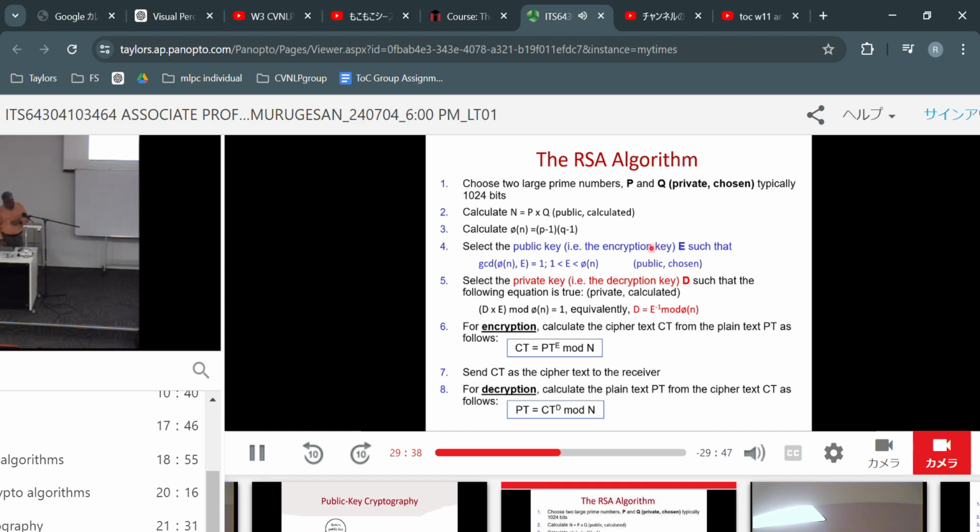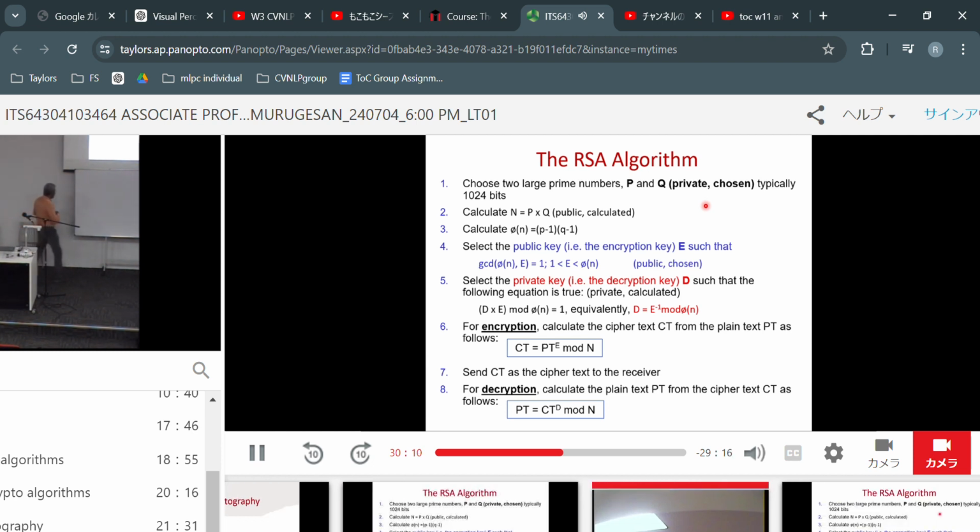So what RSA does is, it takes two large prime numbers P and Q. Prime numbers are those numbers that are divisible only by itself and by 1. So it takes two large prime numbers P and Q. How large are they? They are 1024 bits. 1024 bits, I know you cannot visualize.